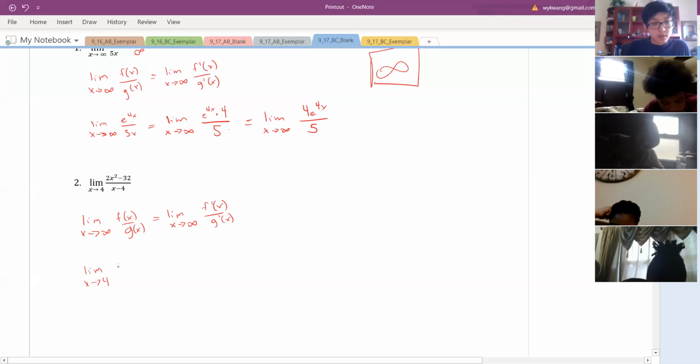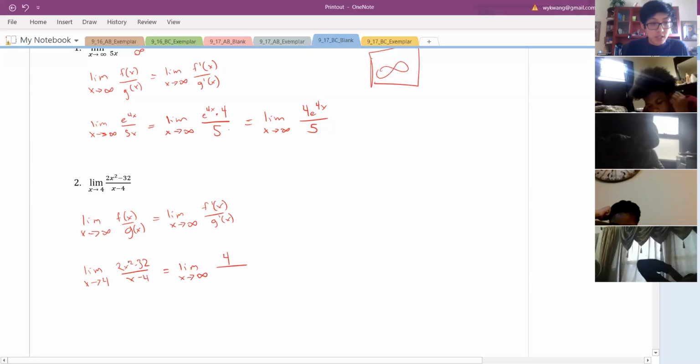So I'm just going to write that down really quickly. This is the original problem, 2x squared minus 32 over x minus 4. And now this is equal to the limit as x approaches infinity of the derivative of f, so f prime of x. So we're going to just find the derivative of 2x squared minus 32. How do I find the derivative of this? It's very easy. I can just do power rule. I don't even need to factor out anything, I'm just finding the derivative. Previously, if we want to solve it algebraically, we can factor it out and not find the derivative. But in this case, if I'm using L'Hopital's, I just derive it.